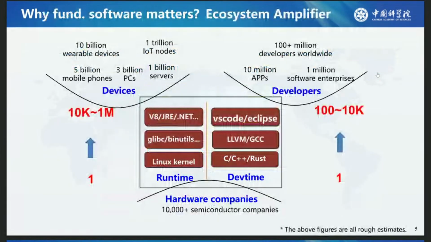So why does fundamental software matter? Because I think it is an ecosystem amplifier. I use this slide to show how fundamental software amplifies the whole ecosystem. We have about 10,000 semiconductor companies in the whole world, and we have so many devices and so many developers. So how can these hardware companies handle all the problems that happen with this hardware? We use fundamental software. So this shows how important fundamental software is in the ecosystem.